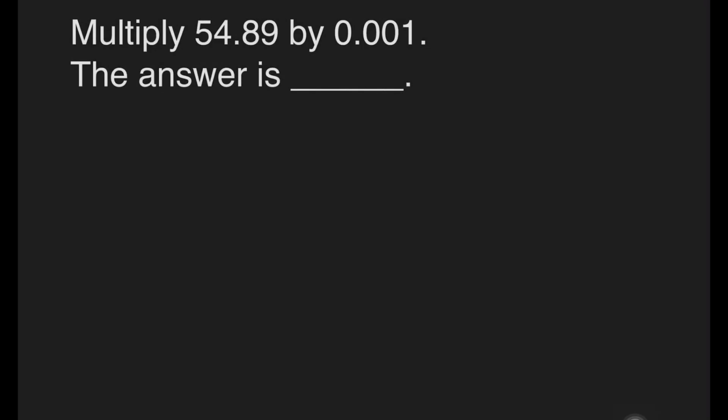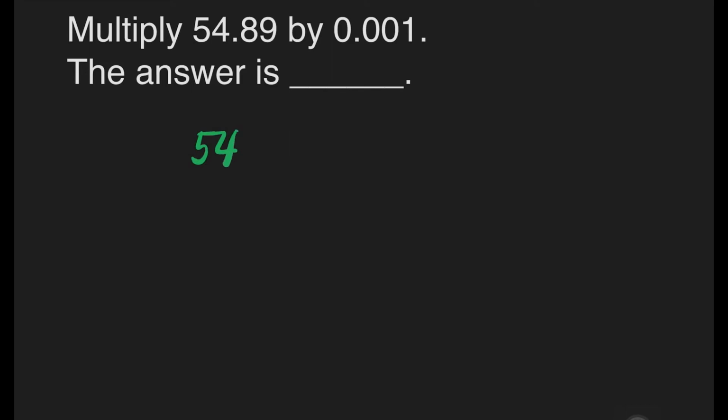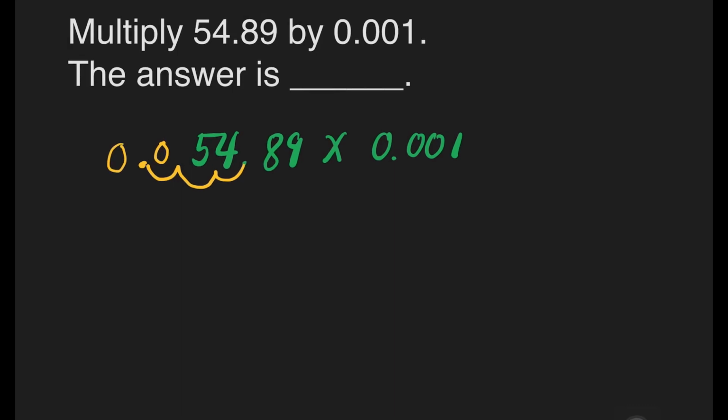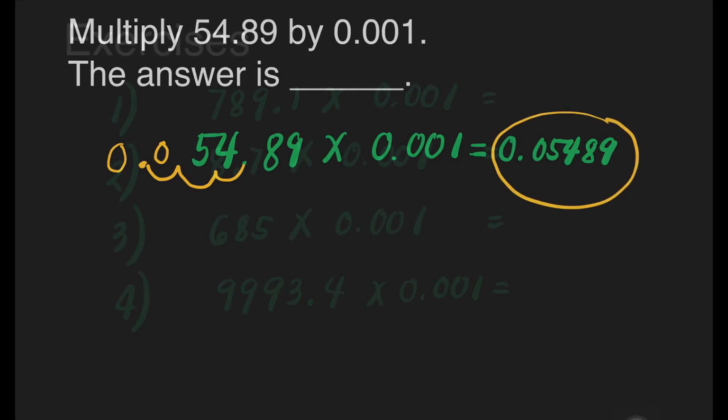What if the question is multiply 54 and 89 hundredths by 1/1000th? The answer is blank. What do we expect? It means we will just move the decimal point 3 places to the left. Let us copy the number first: 54 decimal point 89, or 54 and 89 hundredths times 1/1000th. We will move 3 decimal places to the left, put 0 in here and the decimal point in here, and of course we have to put 0 before the decimal point. So our answer will be 0.05489, and that is 5,489 hundred thousandths.